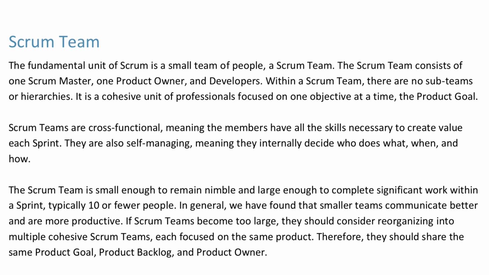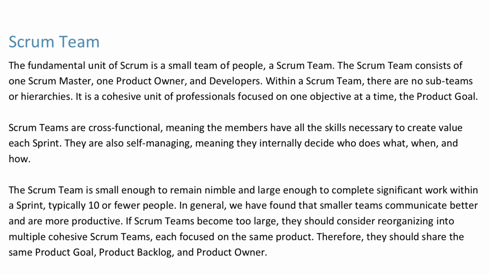Scrum Team. The fundamental unit of Scrum is a small team of people, a Scrum team. The Scrum team consists of 1 Scrum Master, 1 Product Owner, and developers. Within a Scrum team, there are no sub-teams or hierarchies. It is a cohesive unit of professionals focused on one objective at a time, the product goal. Scrum teams are cross-functional, meaning the members have all the skills necessary to create value each sprint. They are also self-managing, meaning they internally decide who does what, when, and how.